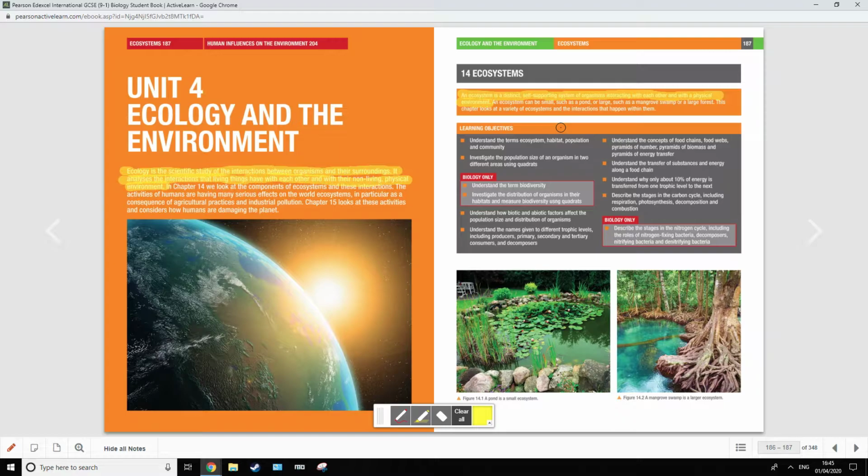Carrying on, an ecosystem can be small, such as a pond, or large, such as a mangrove swamp or a large forest. This chapter looks at a variety of ecosystems and interactions that happen within them. So like I said, it can be a pond in your garden, it can be a lake, it can be the ocean. Ecosystems are variable. Okay? And in the ecosystem you will have specific interactions between the organisms living there and the non-living factors. Non-living factors can be, for example, the sediment, the soil, the rocks, the water, concentrations of minerals in the water, etc. Those kinds of things.